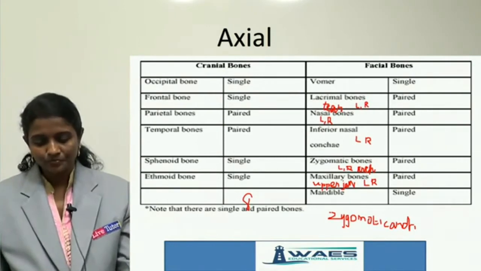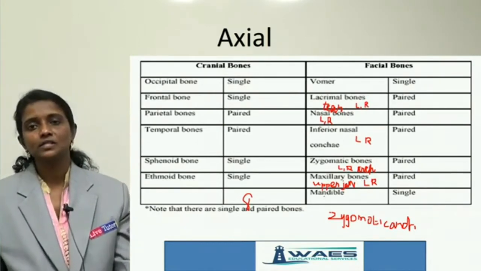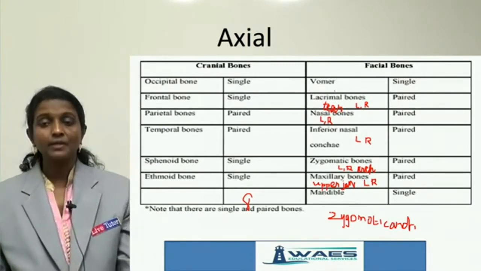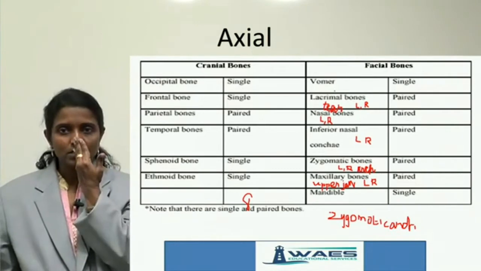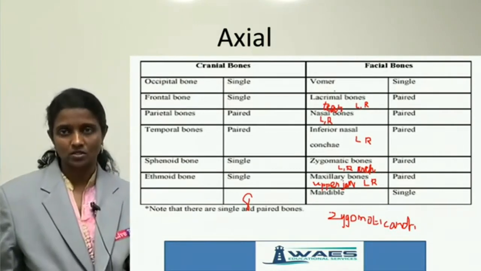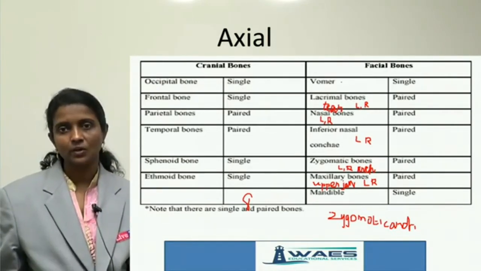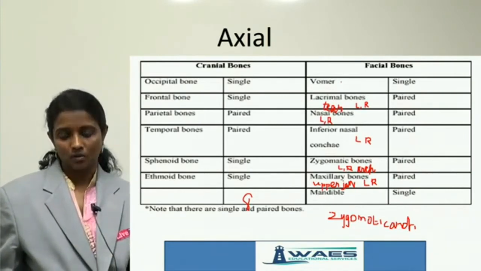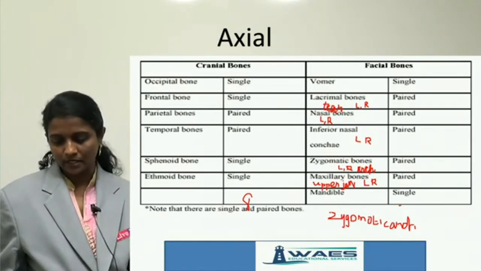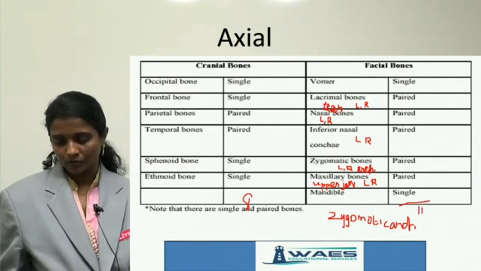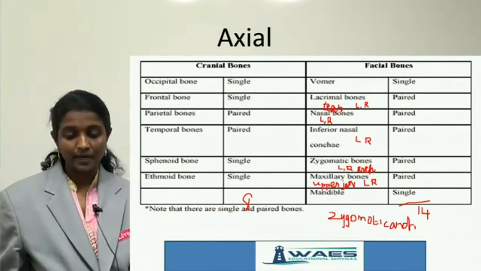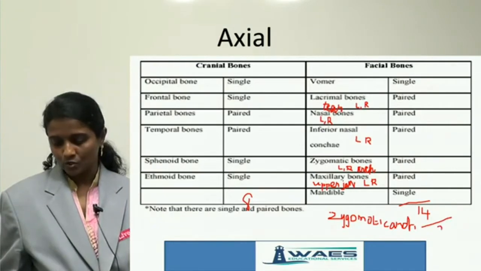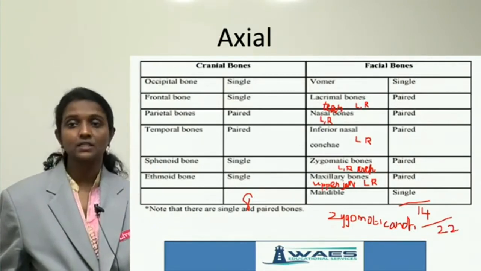Now coming to the mandible. The mandible, the lower jaw, is always a single bone. Now coming to the vomer bone, which separates the left nostril and the right nostril. So it is single in number. The vomer segregates the left nostril from the right nostril, and it is just one. If you calculate all together, it will come to around 14 bones. So combining cranial bones and facial bones, we have 22 bones altogether.